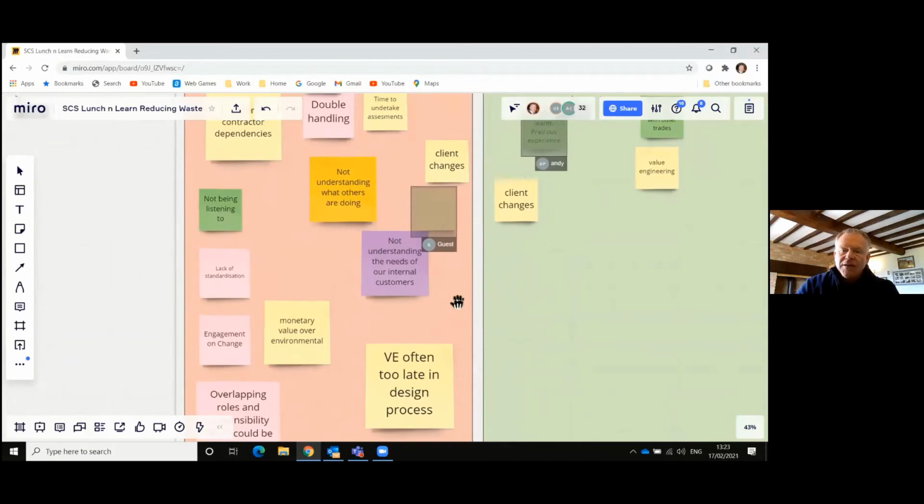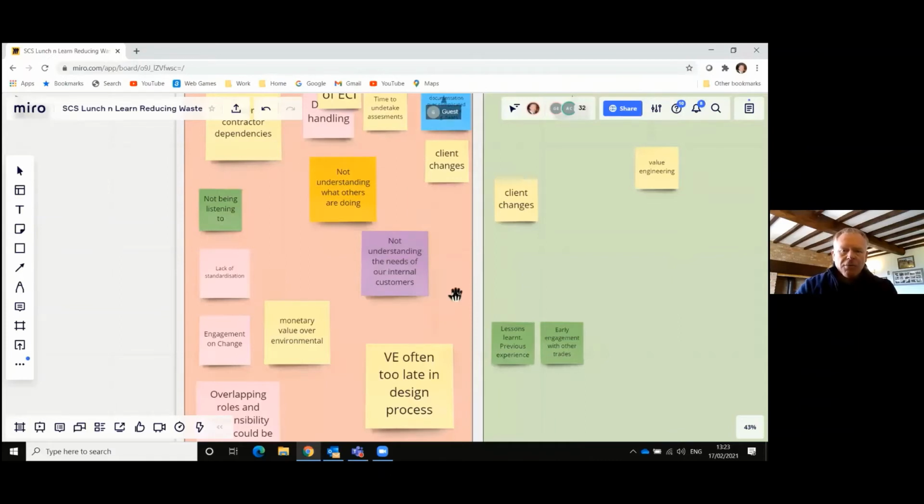Not understanding the needs of internal customers. That's a really good point. And I mentioned earlier on about value stream mapping, mapping out your process. If you have a good method of seeing your processes, seeing who is involved with those processes, you can then start to understand the needs of your internal customers and suppliers. And by the very nature of understanding those needs, you can then start to work together collaboratively to improve the situation.